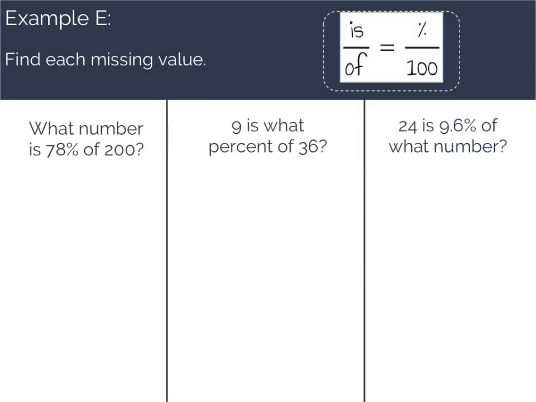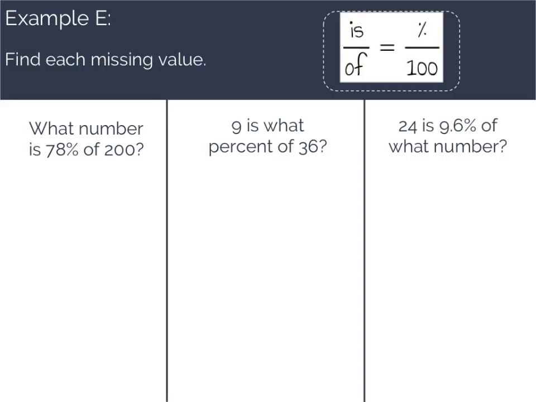Here we are in example E, and this one wants us to find each of the missing values. Now, building off of what we just did with our percents, there's special kinds of proportions known as is over of problems. And they use this proportion, is over of is equal to a percent over 100. So knowing that proportion, we're going to use that to figure out some of our problems here.